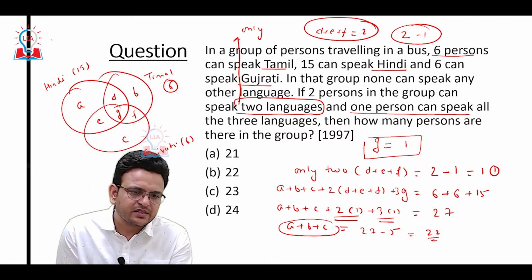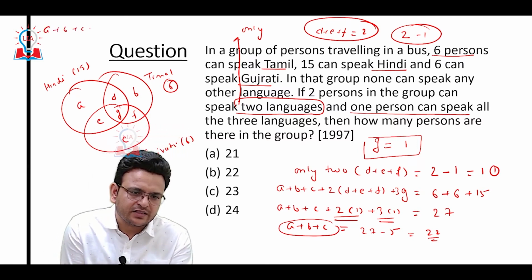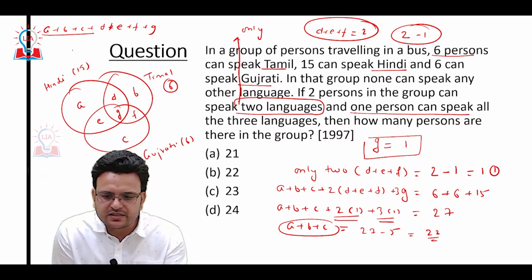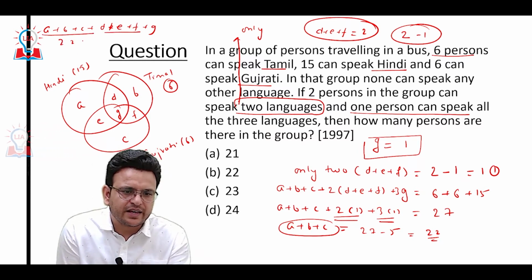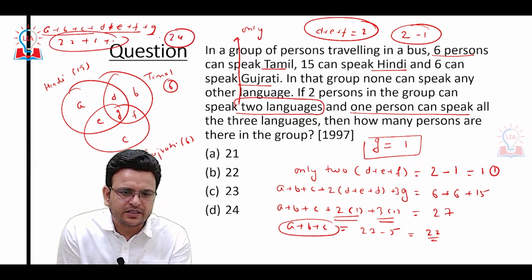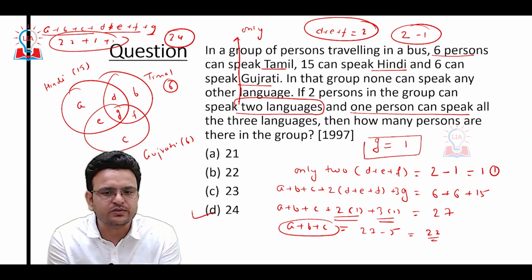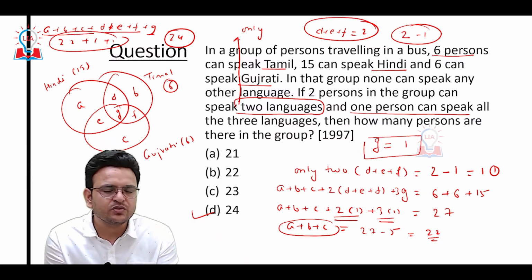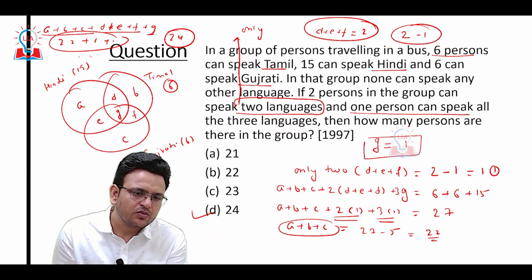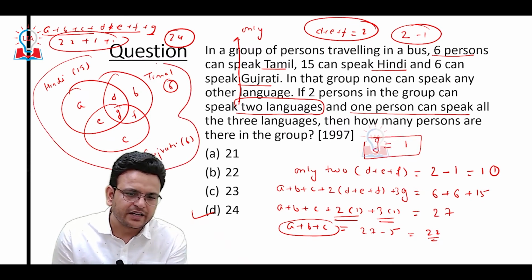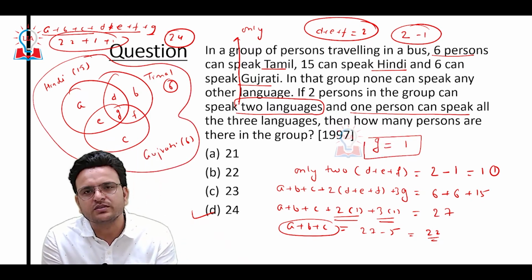So the total people are A plus B plus C, D plus E plus F plus G. So A plus B plus C 22, D plus E plus F equal to 1, G 1. So the answer will be 24. So hope you are able to understand how I solved this particular question. Again I am telling you, all of you have to understand how to draw this particular diagram. If you are able to draw this diagram, then these questions become easy.